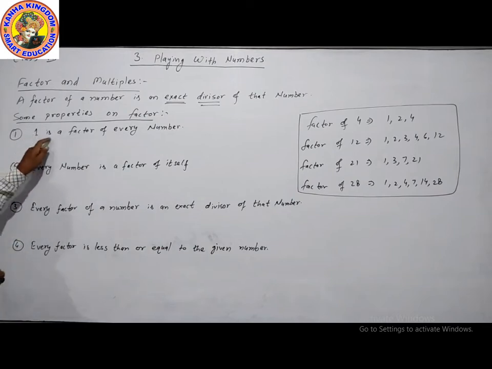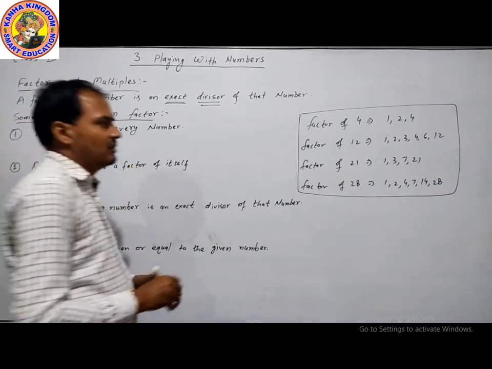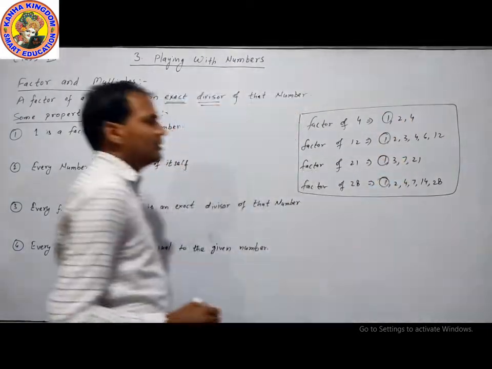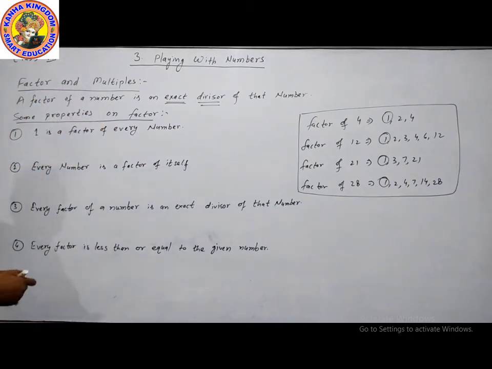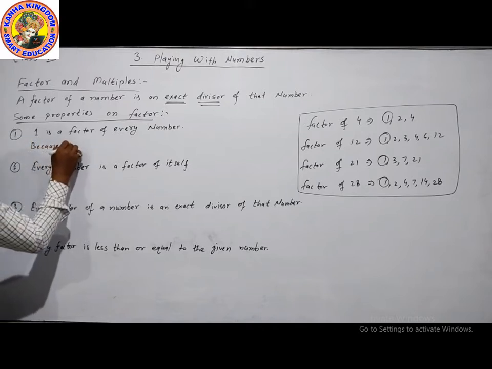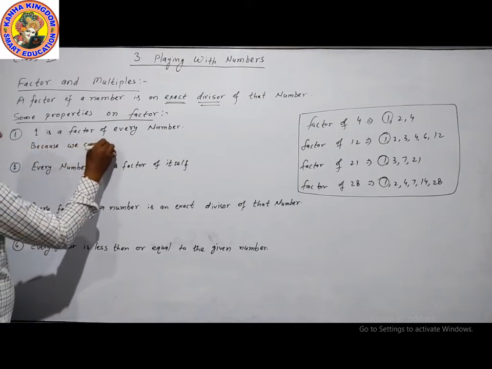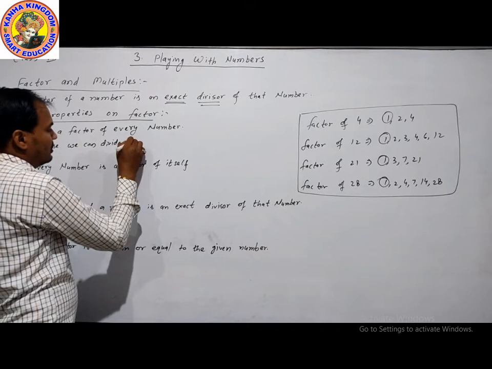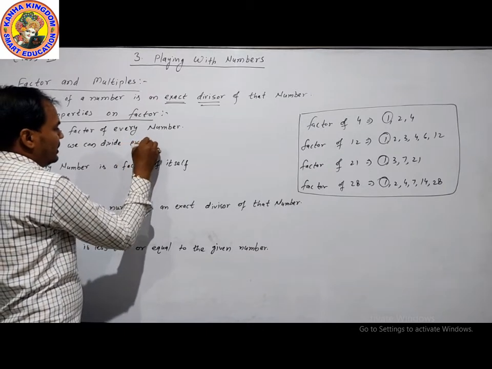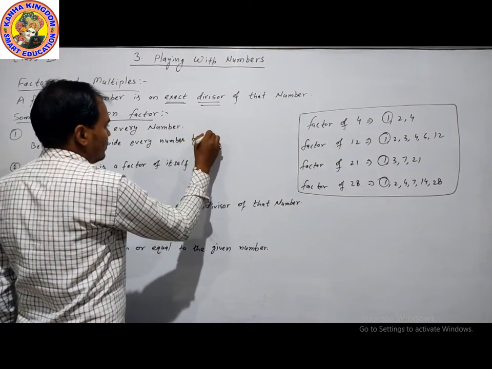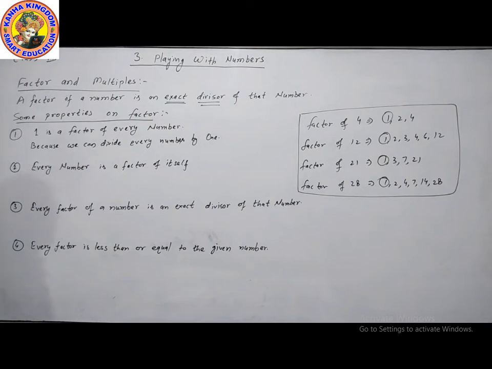First is 1 is a factor of every number, because we can divide every number by 1. So 1 is a factor of every number.